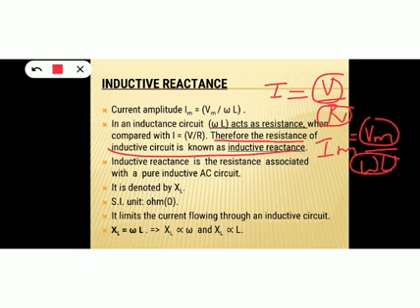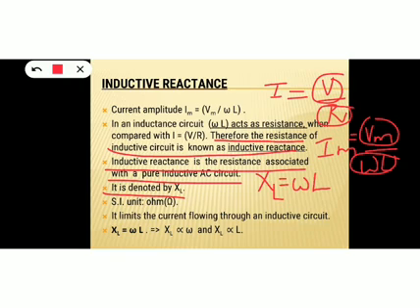And what is the expression for that inductive reactance? The expression for that inductive reactance is omega into L. Okay, so inductive reactance is the resistance associated with a pure inductive AC circuit. And usually resistance is denoted by R, but inductive reactance is denoted by XL. So inductive reactance is denoted by XL, and XL is equal to omega L.